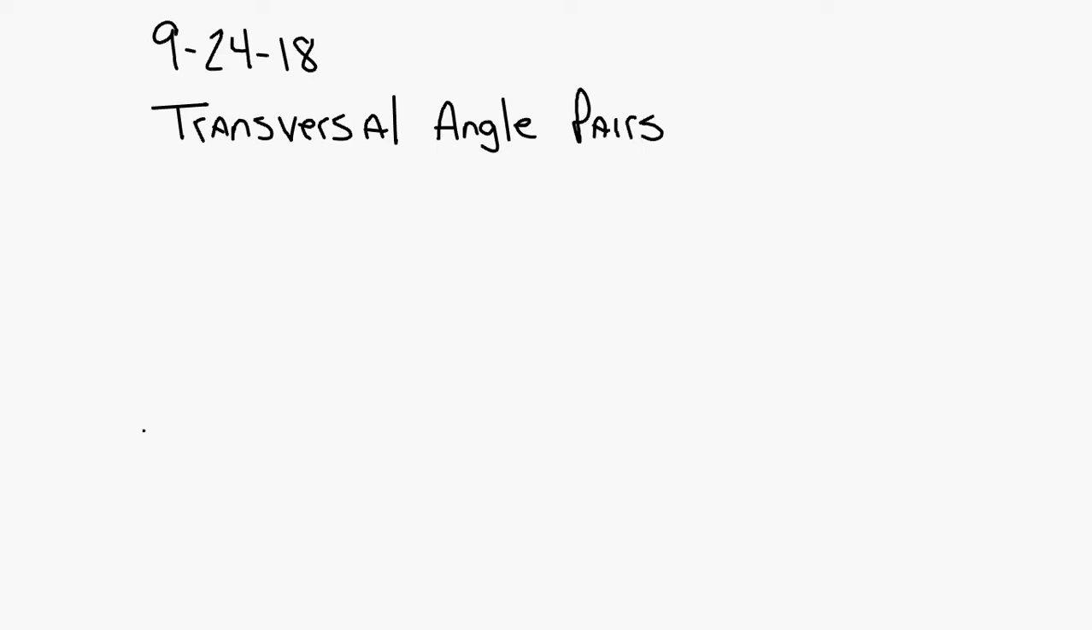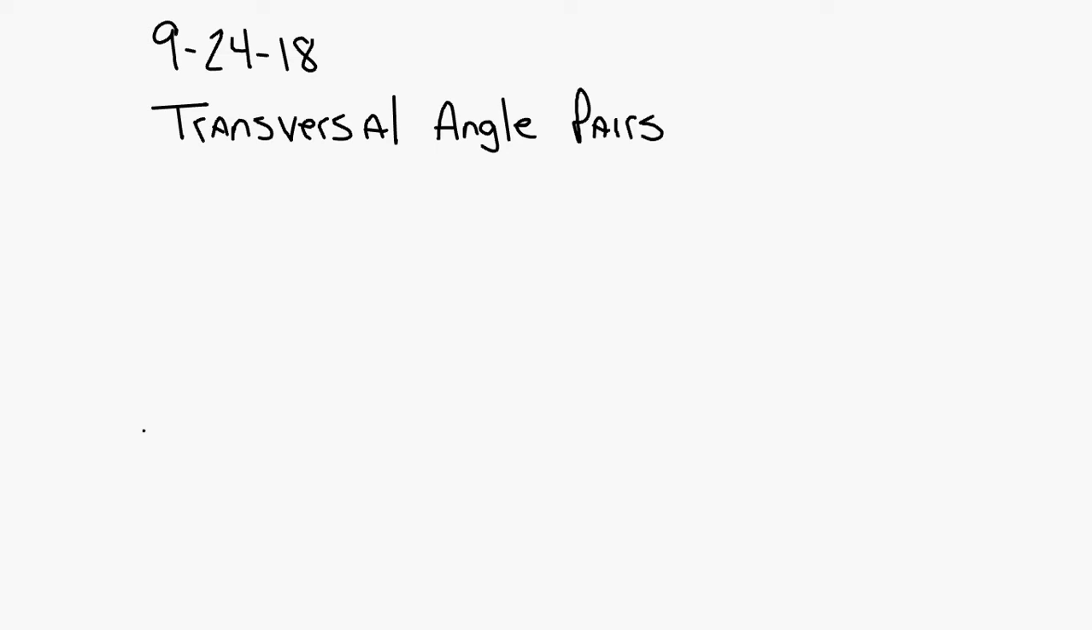Okay, today we're going to talk about angles that are formed by groups of lines, and those angle pairs are going to have names, and then they also have certain relationships amongst each other.